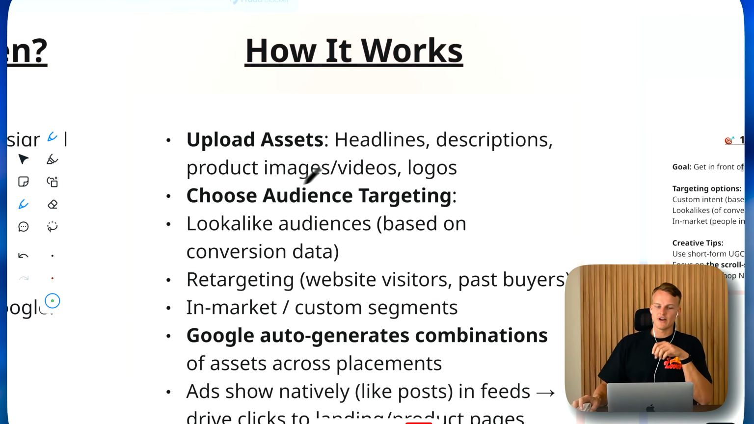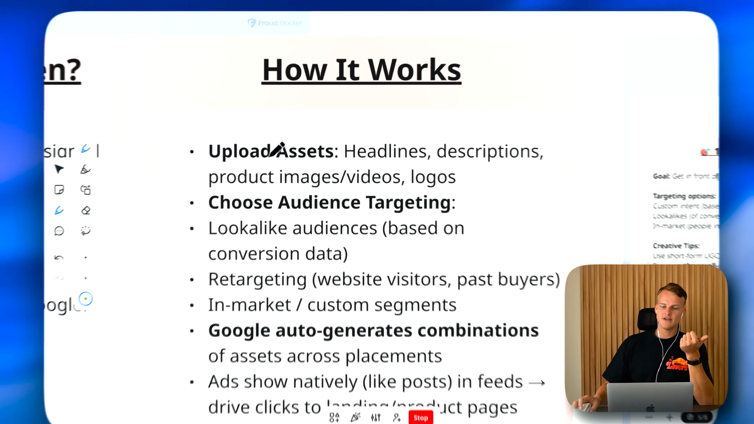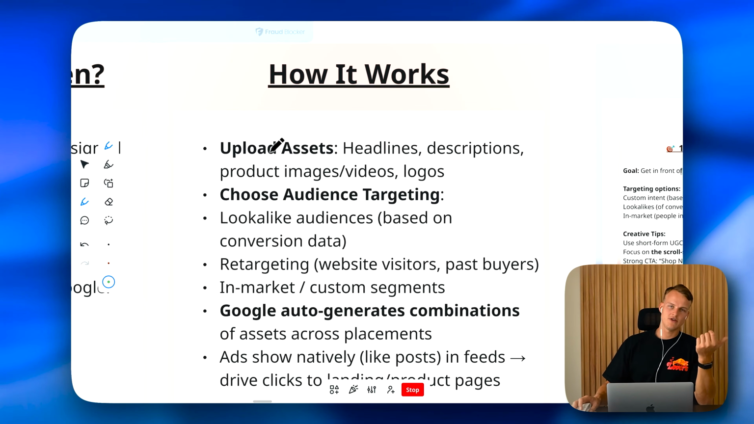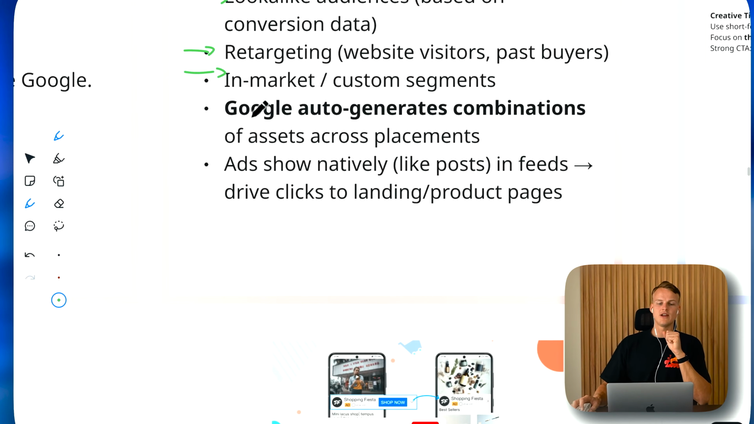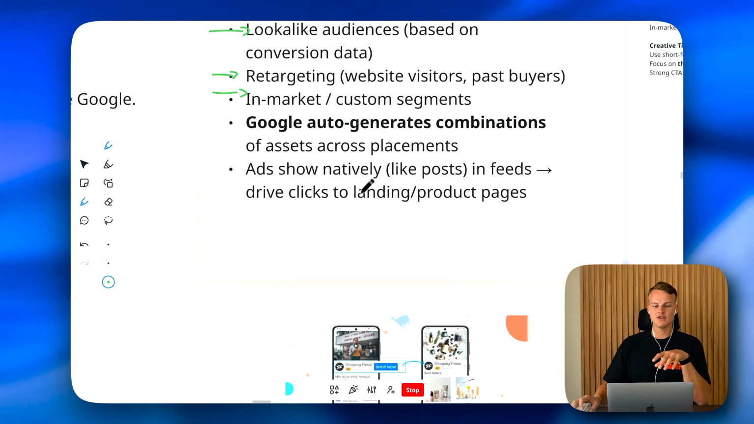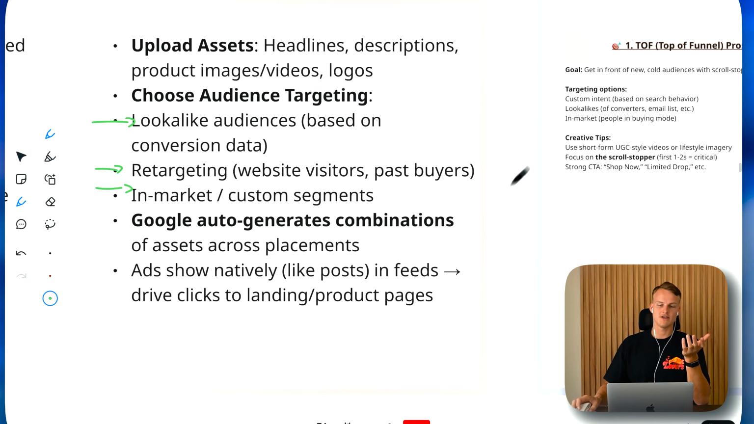How it works is as follows. You upload the assets, headlines, descriptions, products, images, videos, logos. You choose your audience targeting, lookalike, for example, or retargeting, or in-market, right? Then you let Google auto-generate combinations of assets across the placements, and your ads show natively like posts in feeds, so those drive clicks to your landing and product pages.